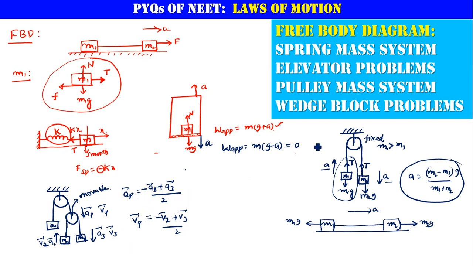Okay, next, the wedge block problem. Let us say there is a wedge here which is making an angle of inclination theta, and there is a mass m. This mass m will be having a force mg downwards. Then the normal reaction in this direction, and in most cases we try to solve this problem by considering the forces in two directions, one along the plane, the other perpendicular to the plane.